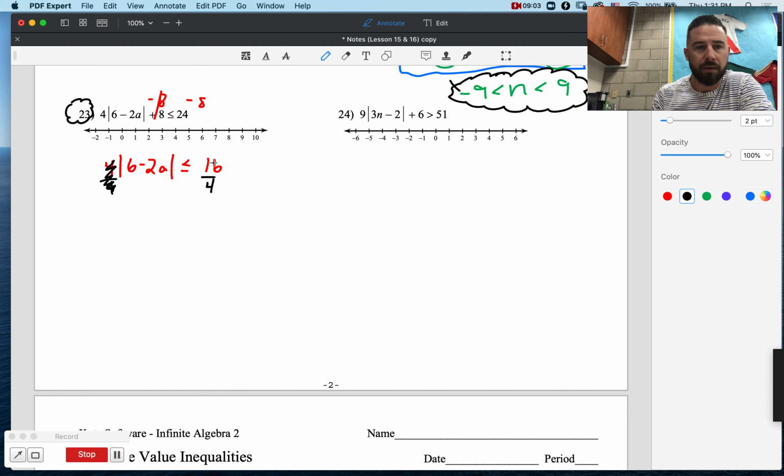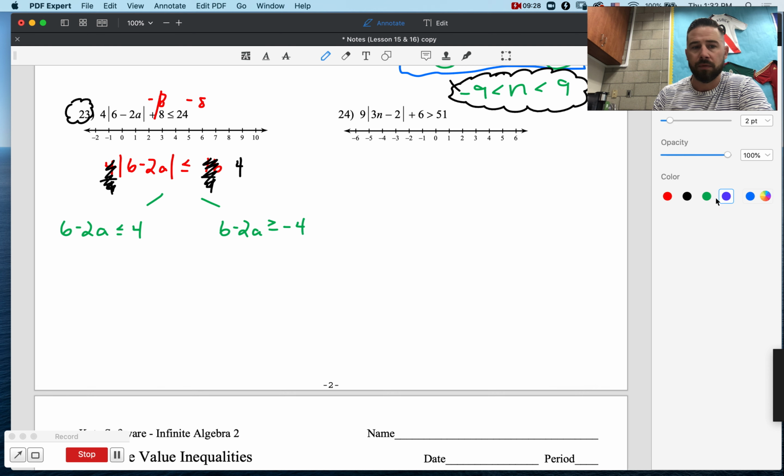This becomes what? 4. Is our absolute value by itself now? Yes. So we can split it into two. We can say 6 minus 2a equals 4. And then we can say 6 minus 2a equals, flip the sign, negative 4.